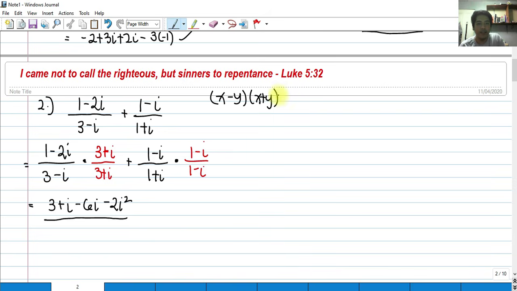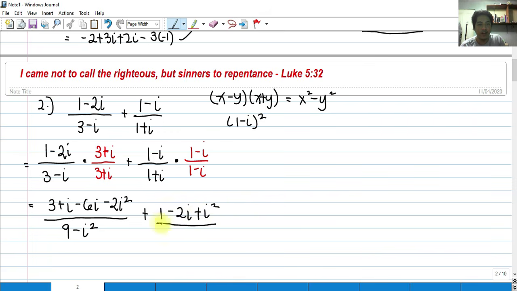So how do we get this? We are going to have x squared minus y squared, the same as this. So we have x squared, which is the 3 squared, then minus i squared. Then moving on to the second term, we have 1 minus i, both 1 minus i, so we're going to simply square this. We can have 1 minus 2i plus i squared, if we expand this.